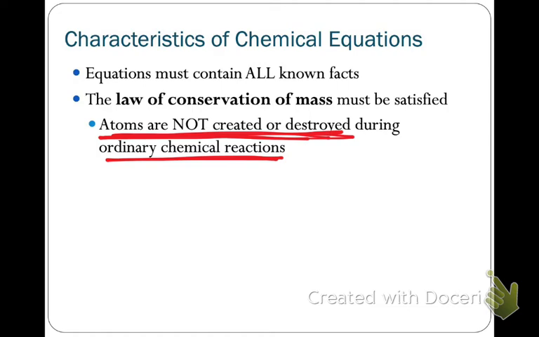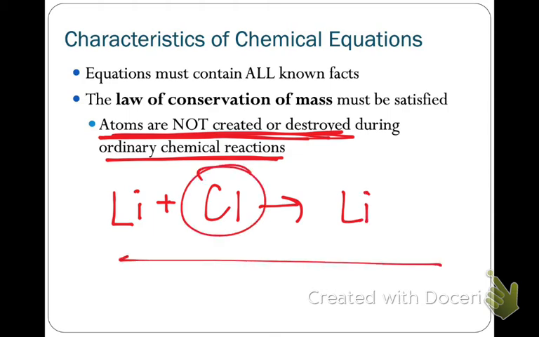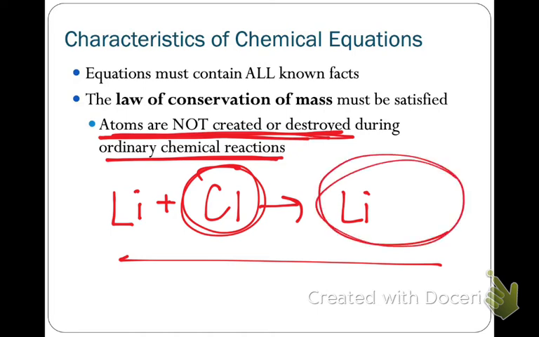In a chemical equation, we cannot bring in atoms out of nowhere, and we cannot lose atoms out of nowhere. What that means is that if we said our equation was lithium plus chloride equals just lithium, this wouldn't be complete because chloride is not listed on our product side. So that cannot be true. Every reactant that's listed here has to also be on the product side.